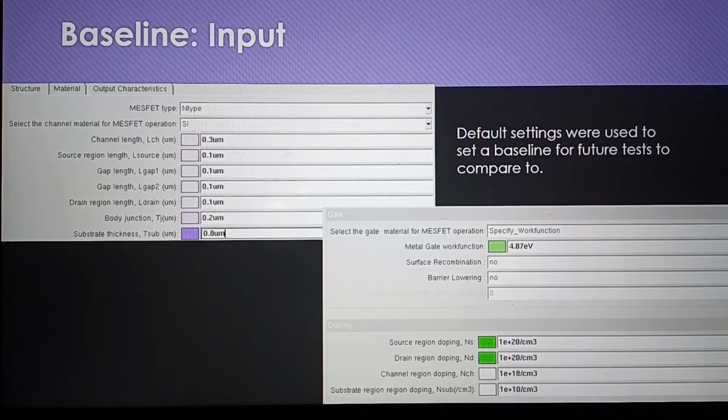Onto the doping levels. For the source region doping, it's 1 times 10 to the 20th centimeters cubed. Same for drain region doping, and then channel region doping is 1 times 10 to the 18th centimeters cubed, while substrate region doping is 1 times 10 to the centimeters cubed.